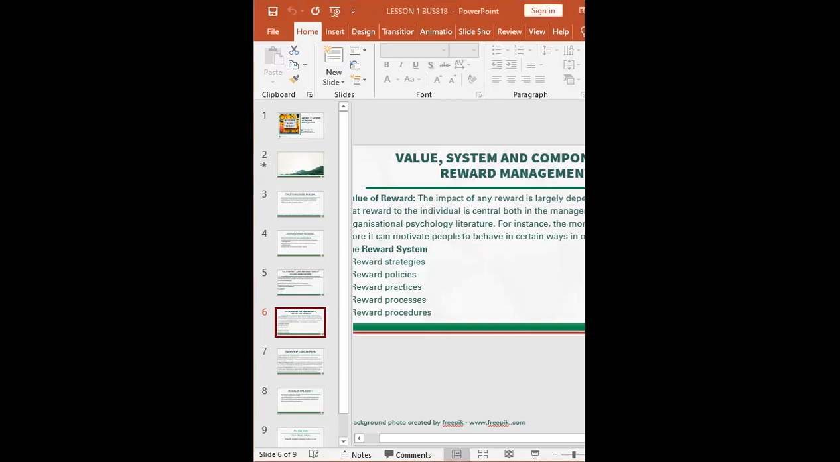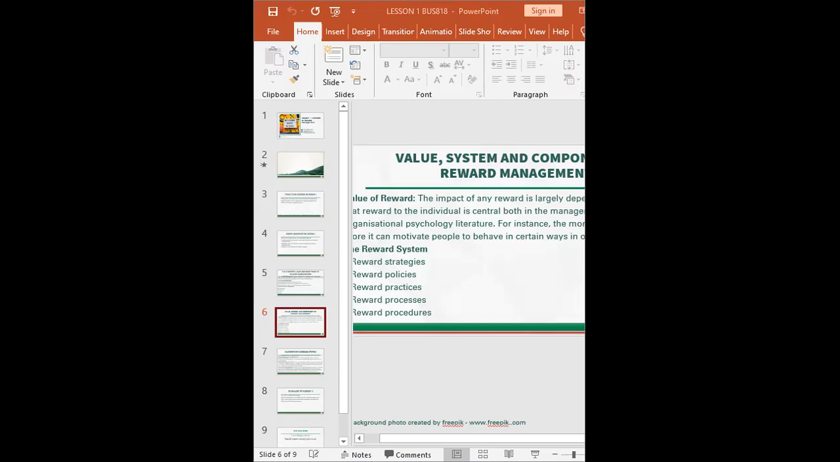So we move on to the reward system. And basically here we have different reward systems. The first one we have on the list is called reward strategies. And what do we understand by reward strategies? Basically, reward strategies has to do with what the organization has to do in terms of reward in the long term. There are some organizations that, at the beginning of every year, try to strategize what their reward system has to look like in the next 5, 6, 10 years.